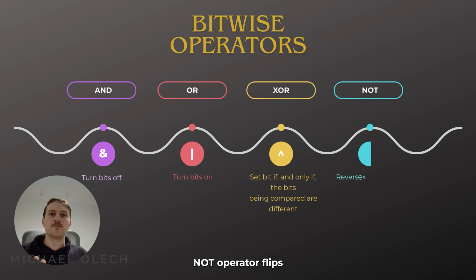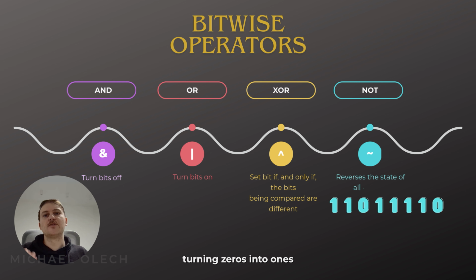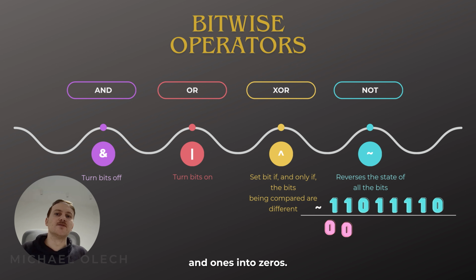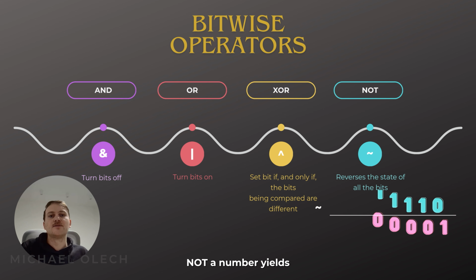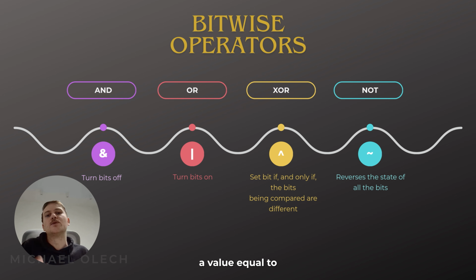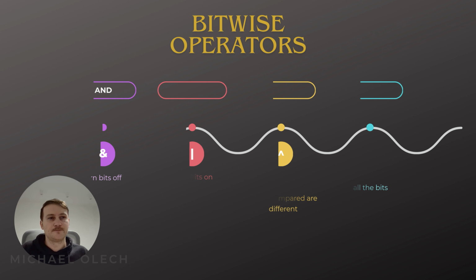The bitwise NOT operator flips every bit in a number, turning zeros into ones and ones into zeros. This operation produces the bitwise complement of the value. In most programming languages, it also affects the sign because numbers are stored using two's complement representation. As a result, applying NOT to a number n yields a value equal to minus n plus 1.